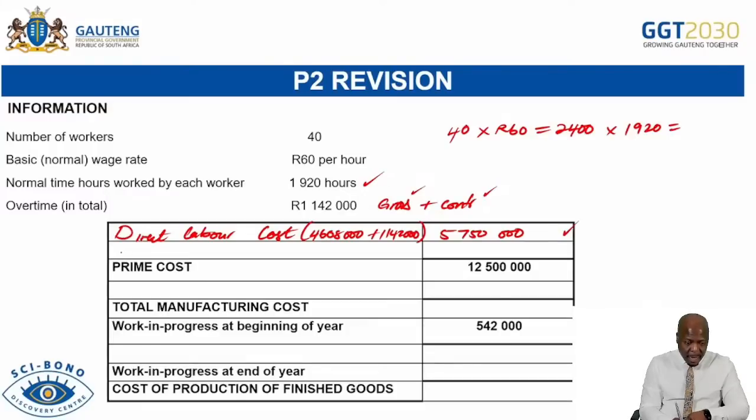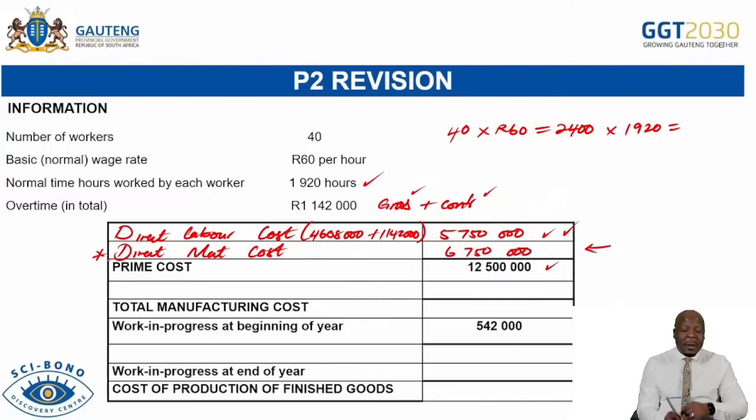The next aspect becomes your direct material cost. Now, in this case, we were not required to open a note or calculation for it. So we'd simply say 12.5 minus the 5,750,000, which gives you 6,750,000. Now, check this one. On this place again, the examiner can play around with this calculation of direct material cost.